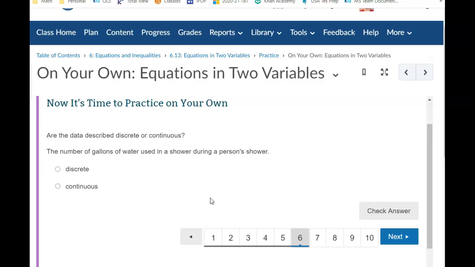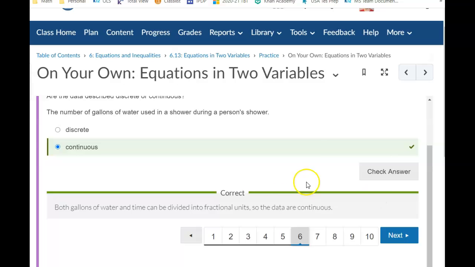But when we're measuring gallons, it's probably going to be somewhere between the integers, maybe 1.5 gallons, maybe 5 3/4 gallons. And when we're measuring stuff like that, and to have all those possibilities, it's not countable. That would be considered continuous data. Both gallons of water and time can be divided into fractional units, so the data is continuous.